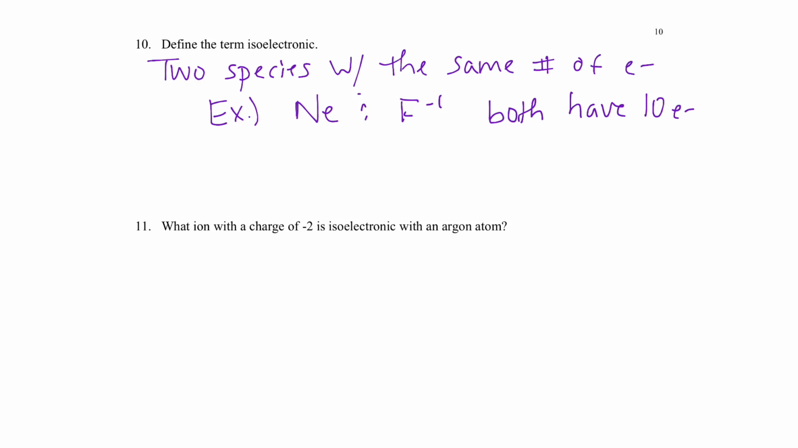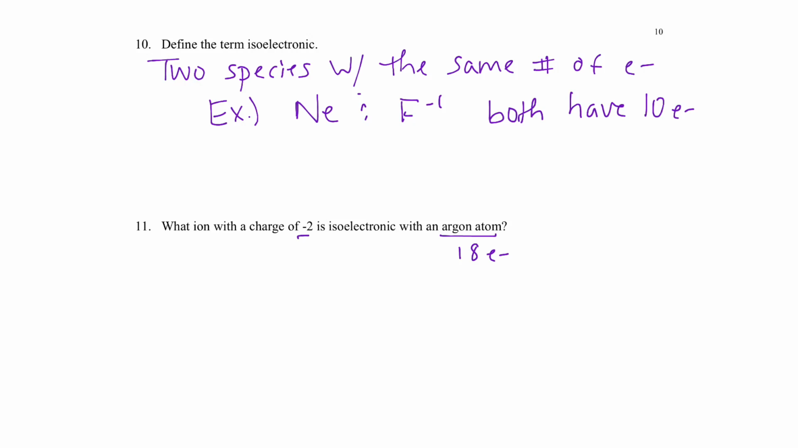Okay. Looking at 11 then, it says what ion with a charge of -2 is isoelectronic with argon. So the first thing we should figure out is how many electrons does argon have. If you look on the periodic table, argon is the 18th element, which means it has 18 protons in its nucleus, and if we're talking about a neutral atom, it also has 18 electrons. So the question becomes, which ion with a charge of -2 also would have 18 electrons?